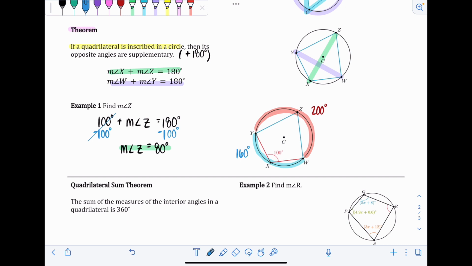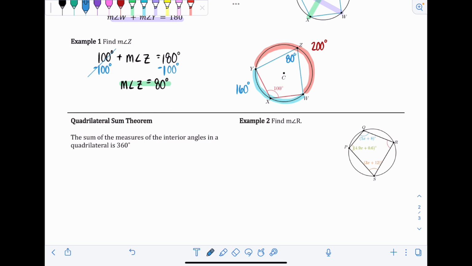And then we know that the intercepted angle is going to be half of the arc that it hits. So angle Z intercepts this arc that's 160 degrees, so that means that angle Z is going to be half of 160 degrees. Half of 160 degrees is 80 degrees. So that's a little bit more into the why it works. I would never really expect you to do all that just to find angle Z, because we know that the opposite angles are supplementary.